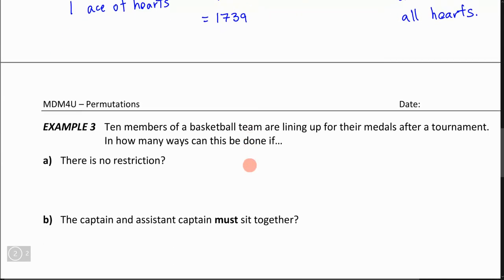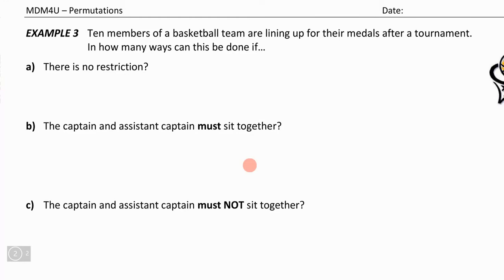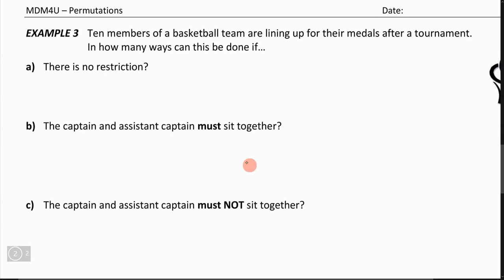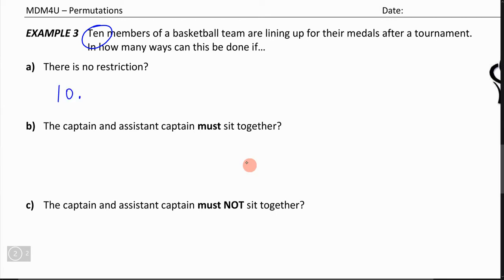Okay, let's go to example three. 10 members of a basketball team are lining up for their medals after a tournament. In how many ways can this be done if there are no restrictions? So how many ways can you arrange 10 members of a basketball team? If there's no restriction, well, that's just 10 factorial, which is 3,628,800 possibilities.